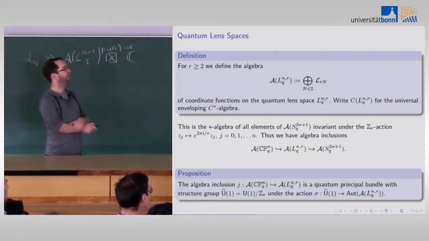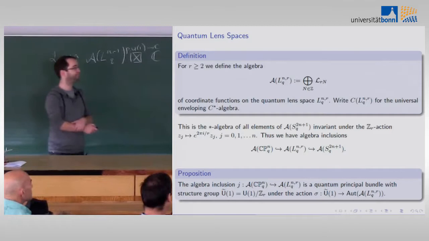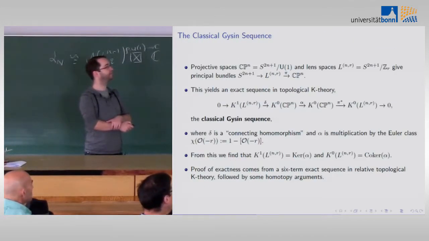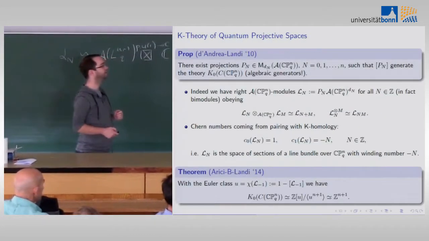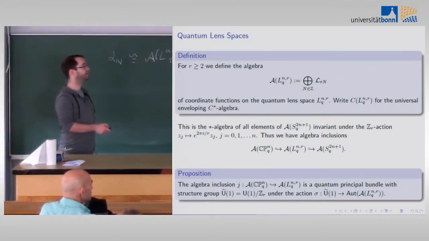This is a star algebra. It's the subset of all elements in the coordinate algebra of the odd-dimensional quantum sphere which is invariant under the Z action given by multiplying by rth roots of unity. So you have algebra inclusions: the coordinate algebra of the projective space sitting inside the lens space, sitting inside the quantum sphere. And we had that on the very first slide, that was this picture here. But of course, when you take algebras, you reverse all of the inclusions. And so we have this series of inclusions here.